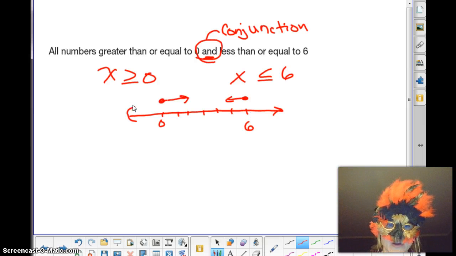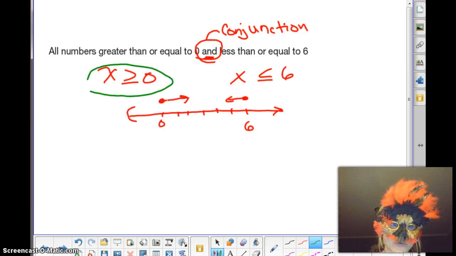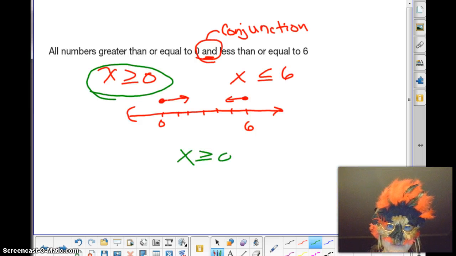Okay? So now the hardest part of all of this is writing this in compound form. So when I write in compound form, I like to take my first one, and I'll write x is greater than or equal to 0. And then this is x is less than or equal to 6. So remember, I'm reading right to left, less than or equal to 6. So I read it this way, x is greater than or equal to 0, or x is less than or equal to 6.